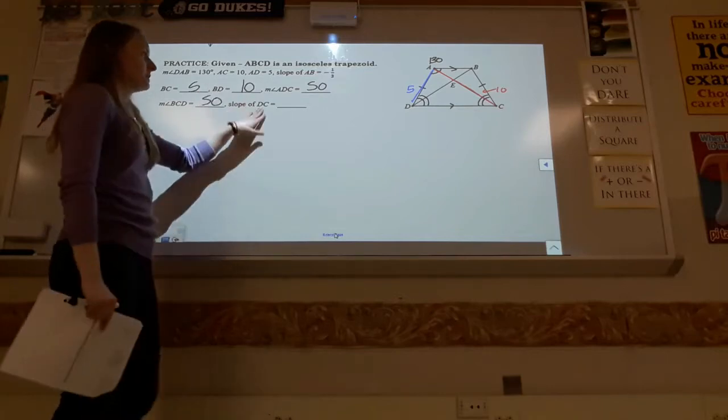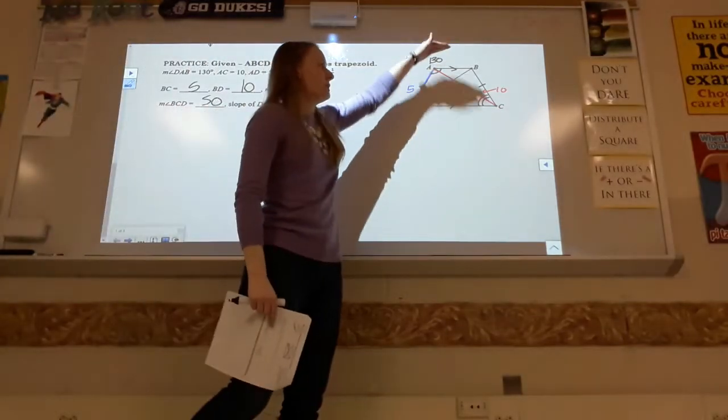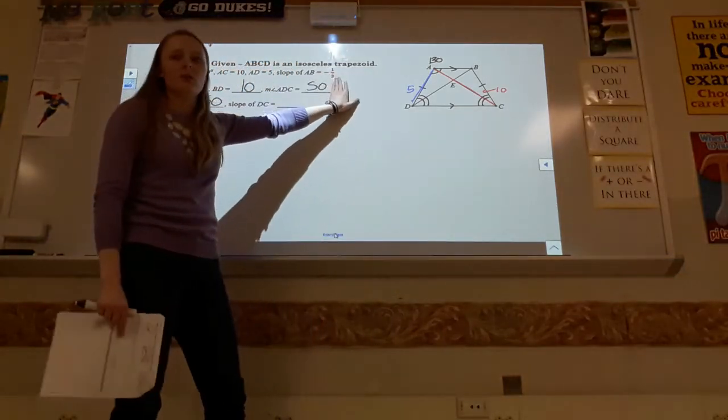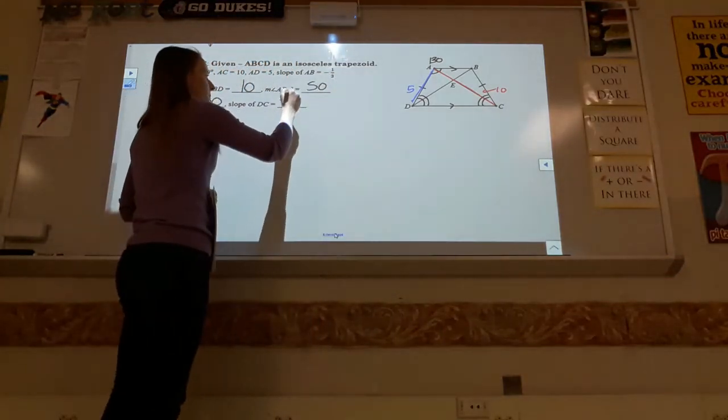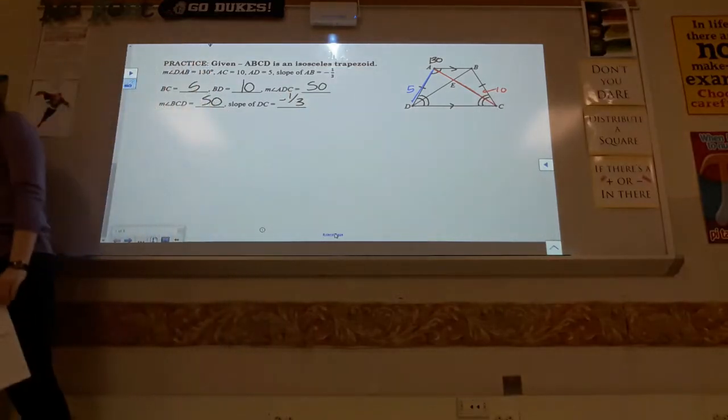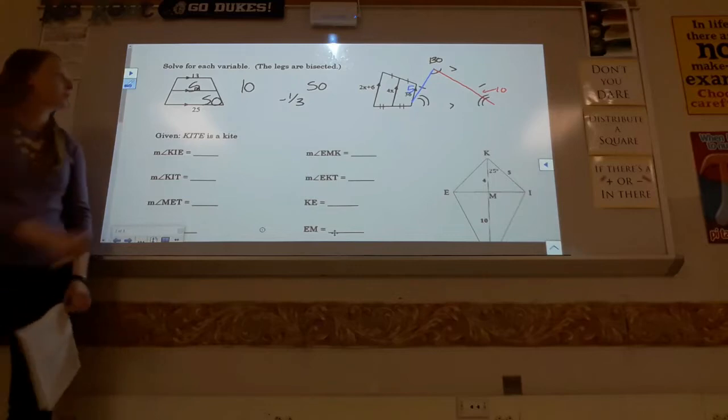And then lastly, the slope of DC, which is right here. These are the two bases. Remember, the bases are parallel. So if the upper base has a slope of negative 1/3, this has to have the same slope in order to be parallel. So negative 1/3 as well. That was pretty simple stuff.